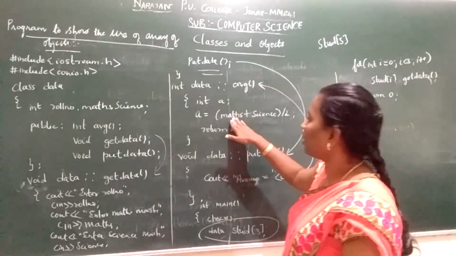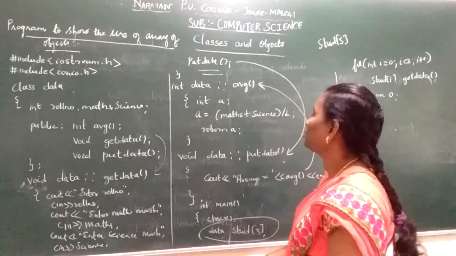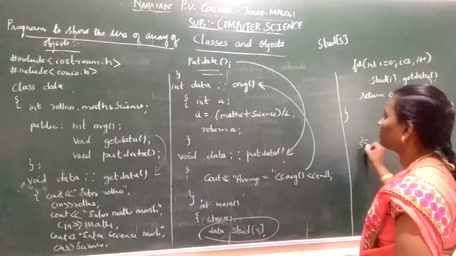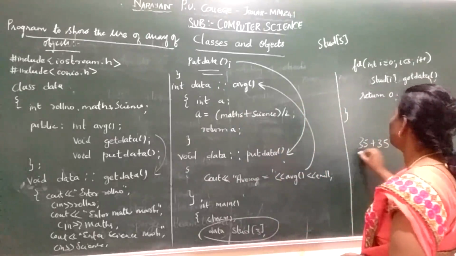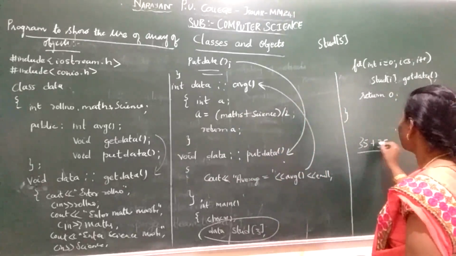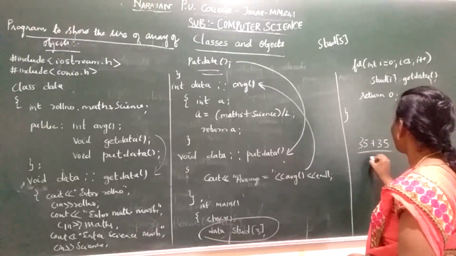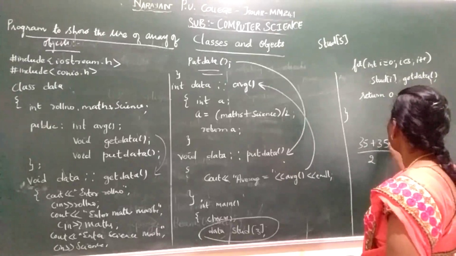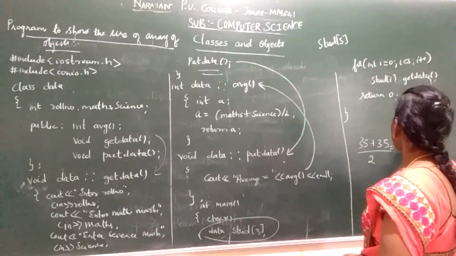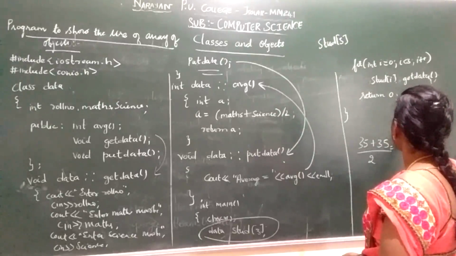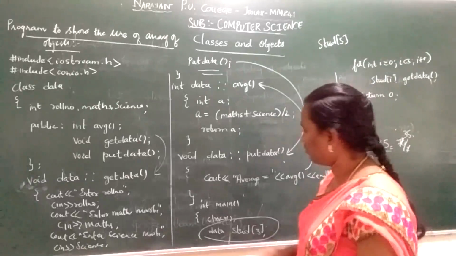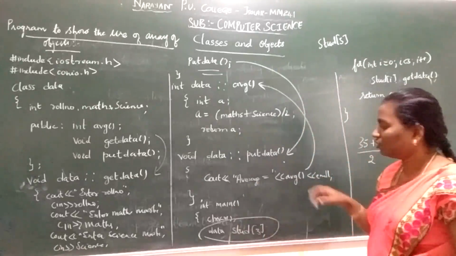Imagine math marks, I have taken it as, you just take any number. Imagine 35. Science is also 35. What is 35 plus 35? Okay, 70. 70 divided by 2 is what again? Okay, 70 divided by 2. Again 2 3s are 6, 2 5s are 10. Again the average is 35. So your answer, average is equal to 35.